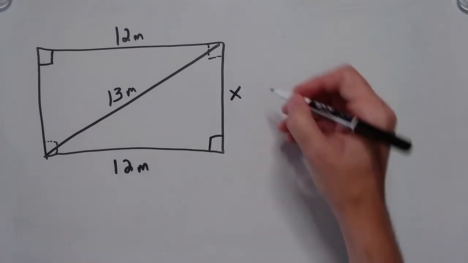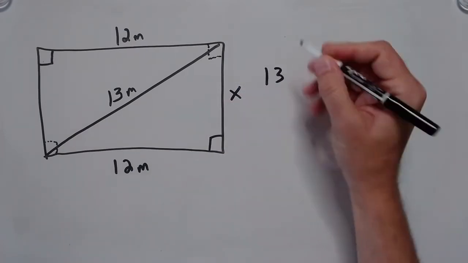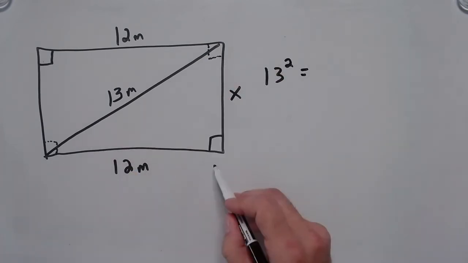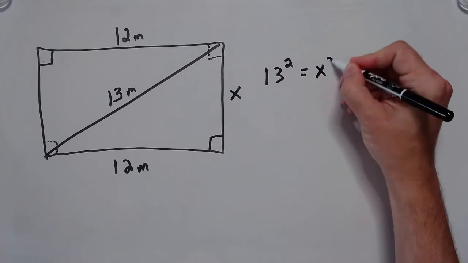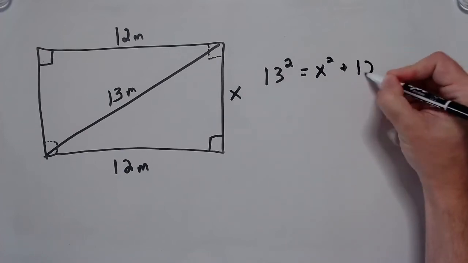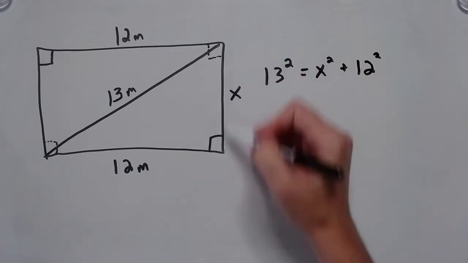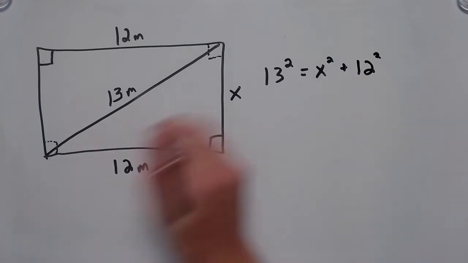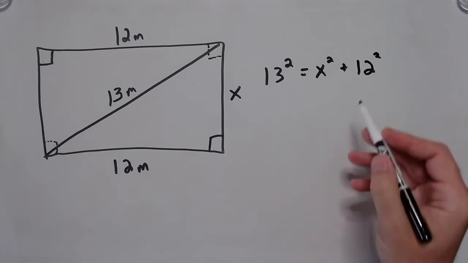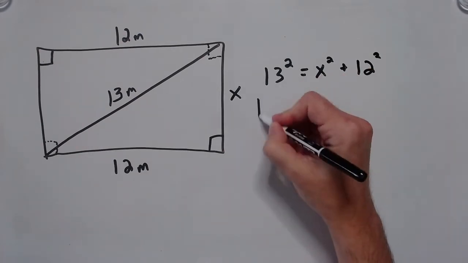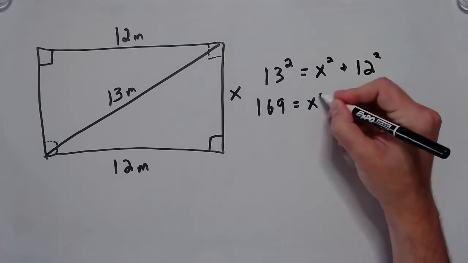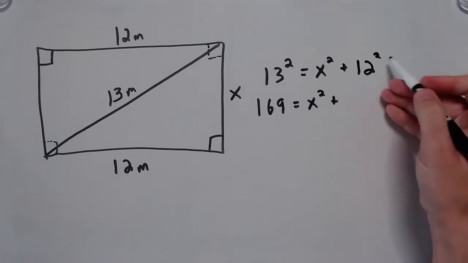So let's just write this out. We're going to say that 13 squared, so the hypotenuse squared, is equal to x squared plus 12 squared. I took this side, squared it, took this side, squared it. It's going to equal the hypotenuse squared. So we'll do some quick math here. 13 squared is 169. That's equal to still x squared plus 12 squared is 144.